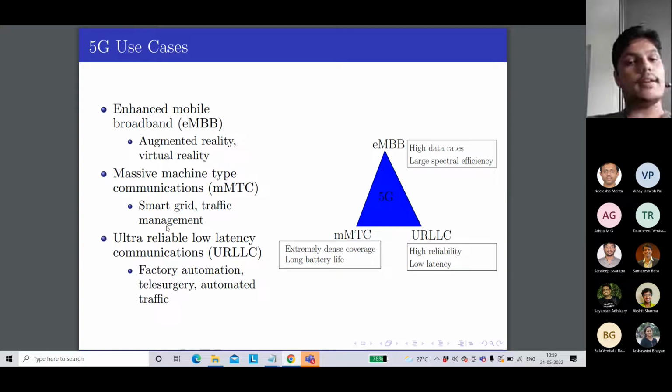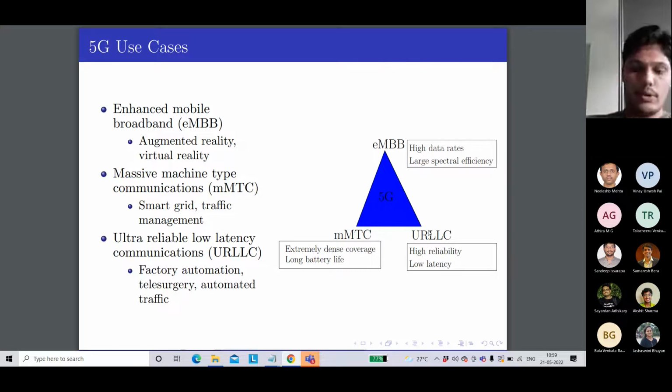The third one is ultra reliable low latency communications, abbreviated as URLLC. It provides services like factory automation, telesurgery, automated traffic. We can see the 5G triangle here with the 3 use cases, and the key aspects that define these 3 use cases. For example, for eMBB, high data rates and large spectral efficiency. For mMTC, extremely dense coverage and long battery life. For URLLC, high reliability and low latency.